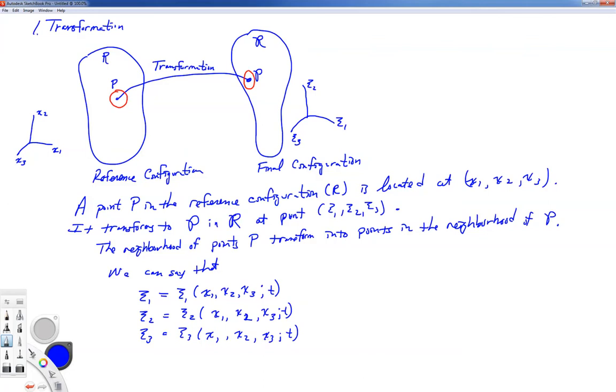Now, the next step we're going to take is that we're going to make use of the fact that there's a one-to-one correspondence between the points in the reference configuration and in the final configuration. That has some important implications for us, and we'll write those down.